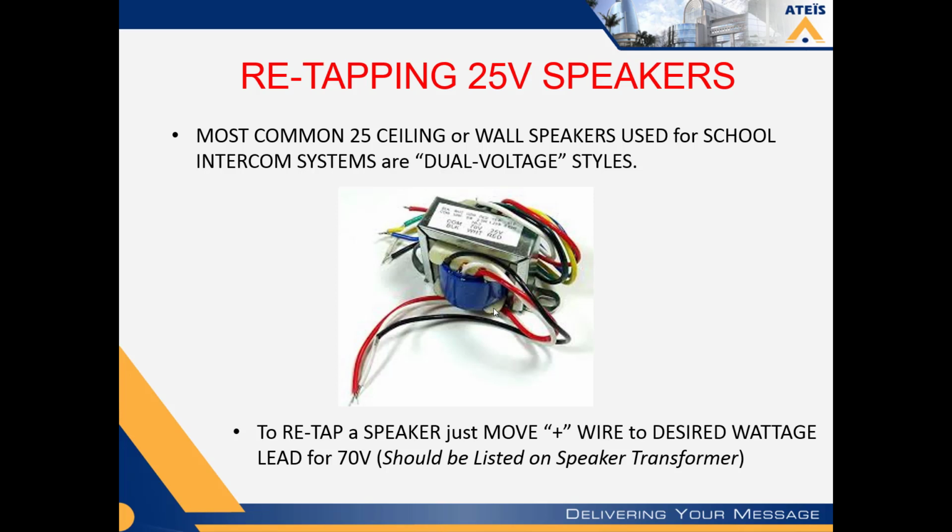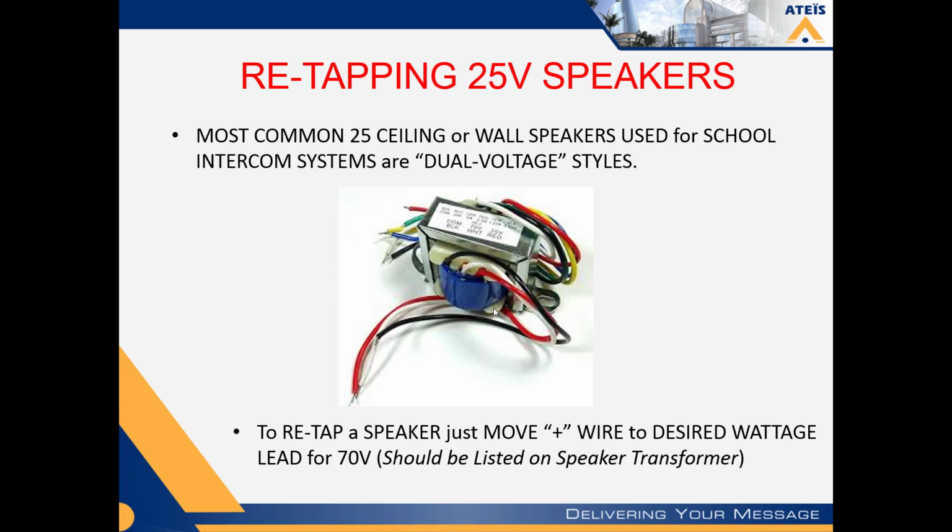So if you're going to go with 70 volt amplifiers, then somebody's going to have to go to all the common area speakers connected to them and move that one wire, the positive wire, from the 25 volt tap to the applicable 70 volt tap. Now, a lot of times you can use this as an opportunity to actually increase the tap.